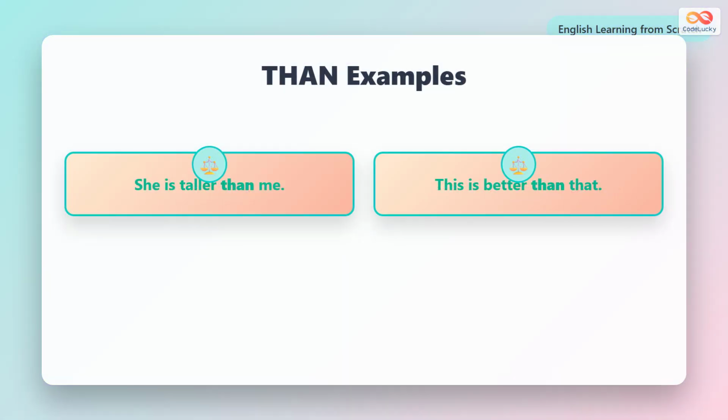Now let's see examples of than in sentences. First example, she is taller than me. This compares the heights of two people. The second person is taller when compared to me. Second example, this is better than that. This compares the quality of two things. One thing is better when compared to the other thing.